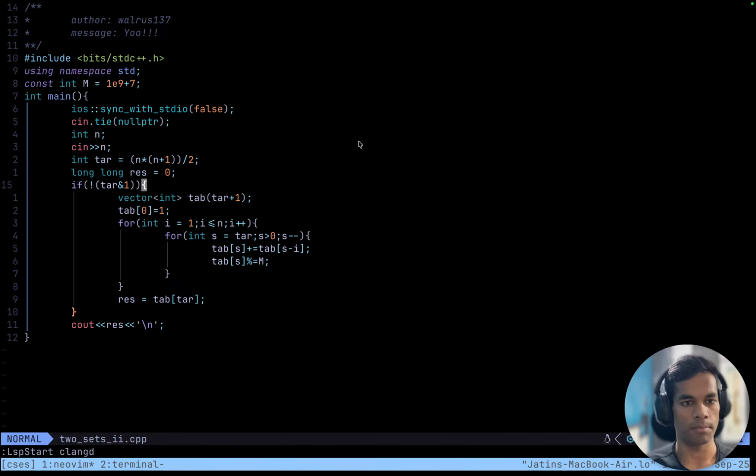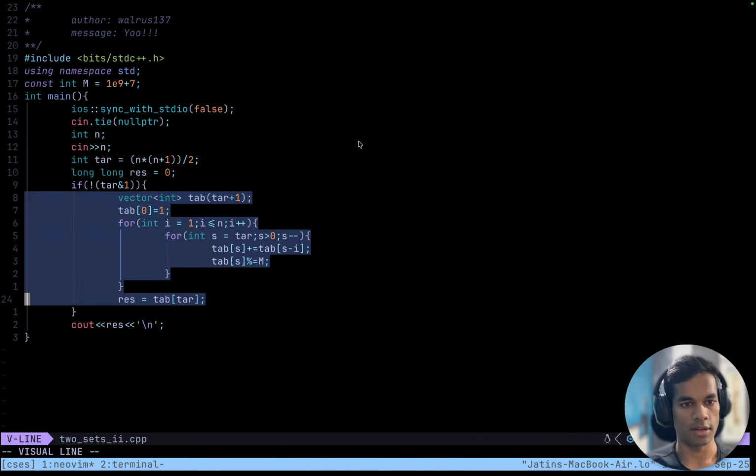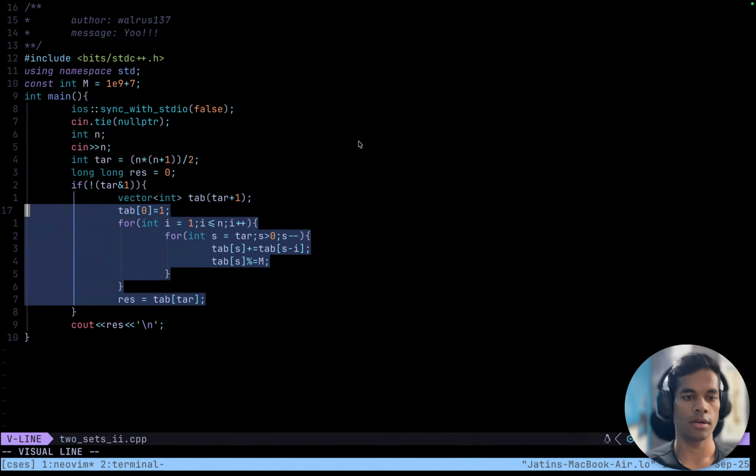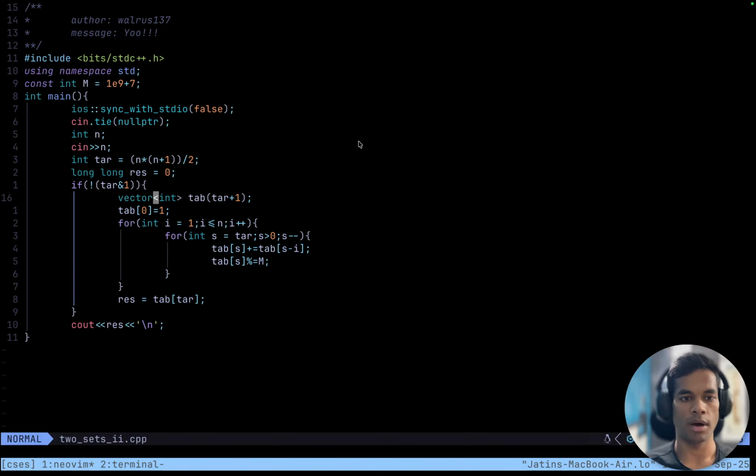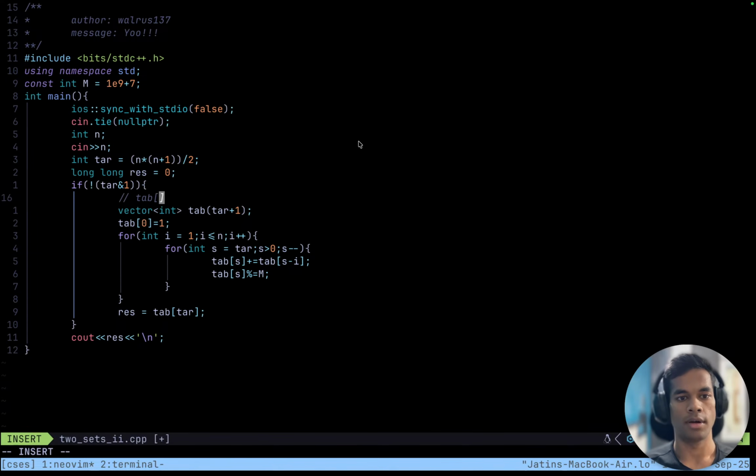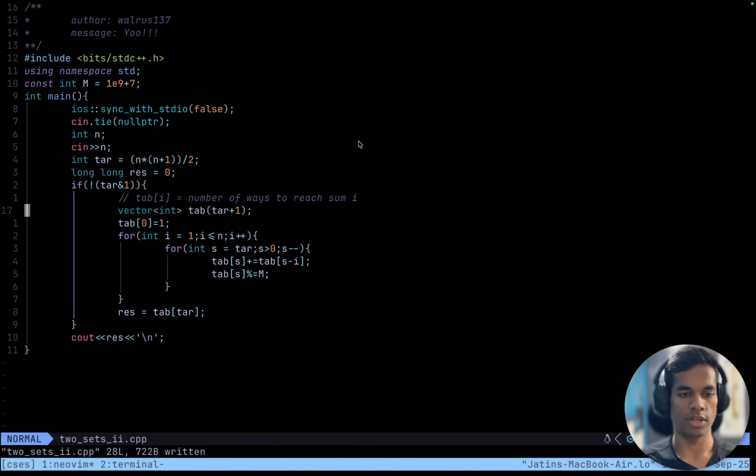Res, yep, star even is star even. And if it is, which it is in this case, we go in here. And what does tab I represent? Tab I is the number of ways to reach some I. Yep, number of ways to reach some I.